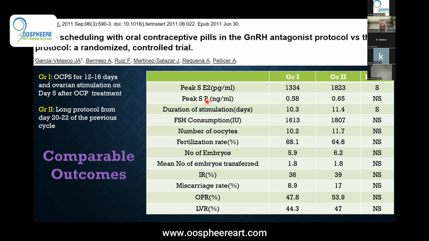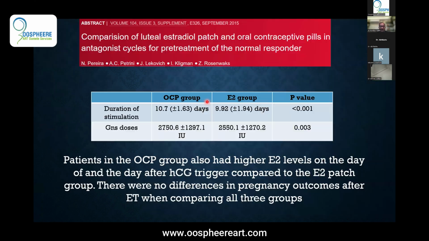outcomes. So even using oral contraceptive pills rather than the long protocol, you have no disadvantage, because using OC pills, you still have the advantage of using an antagonist, and you will have a lot of advantage of using a dual trigger also. So in poor responders, it is very favorite that you give oral contraceptive pills, followed by an antagonist, and give a dual trigger, because there are comparable effects.